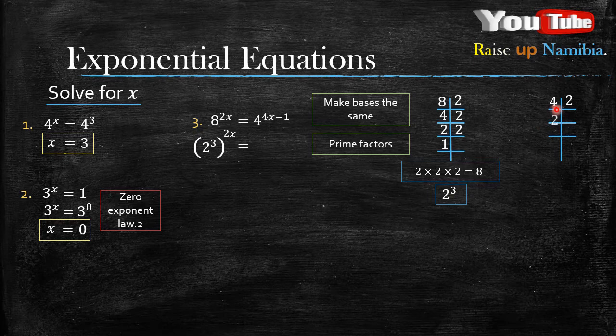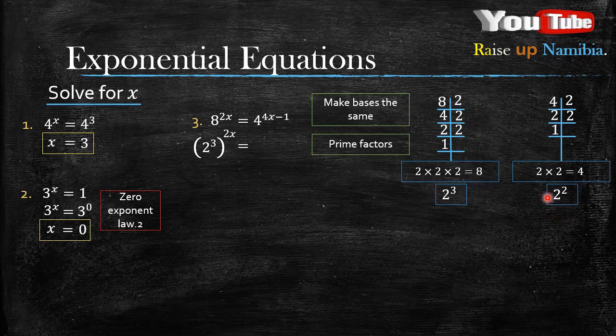Now when you have 4 divided by 2, it gives you 2. 2 divided by 2 gives you 1, meaning 2 multiplied by 2, which is the numbers that we got here, equals to 4. Now however we wrote this in exponential form, it will look like this.